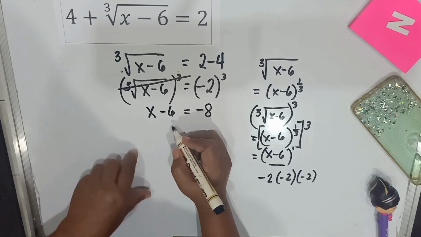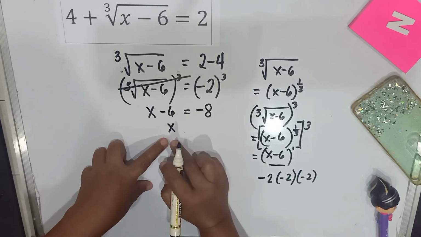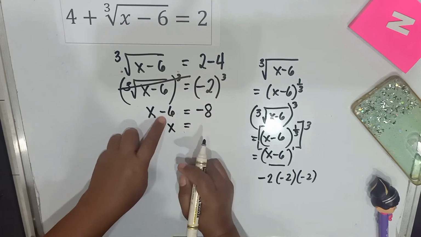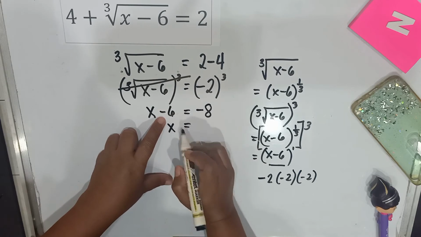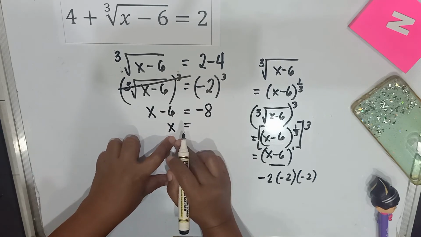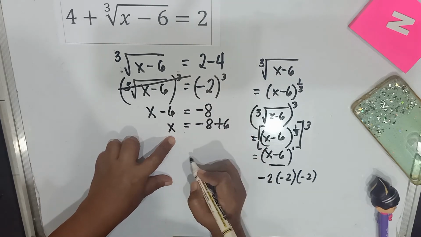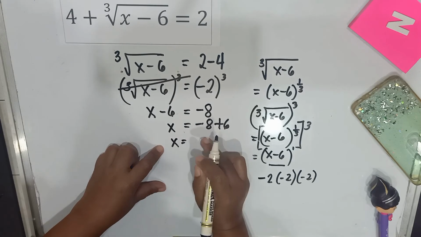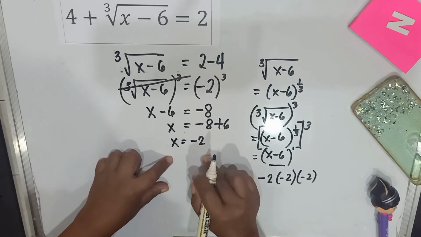So here, we just have to leave x here because we are going to find the value of x. Then, since it is negative 6, we are going to add 6 to both sides. So negative 6 plus 6 is 0. That's why it is just x here. Negative 8 plus 6, so x equals negative 8 plus 6, which is negative 2. This is now the value of our x.